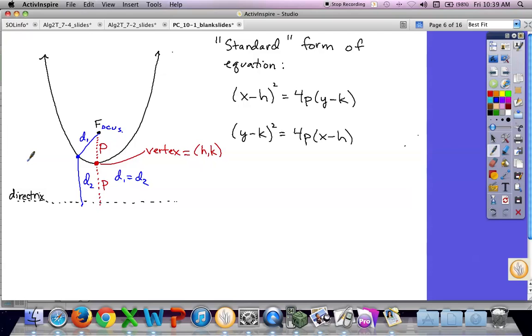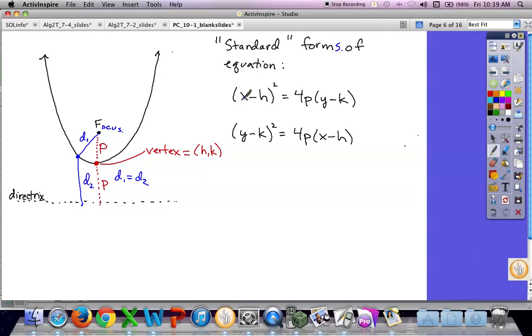Now, the distance from the vertex to the focus, and from the vertex to the directrix, is given the letter p. It doesn't have a name as far as I know. It's just p, and p is important, because it's part of the standard form of the equation of a parabola. It actually should be standard forms.